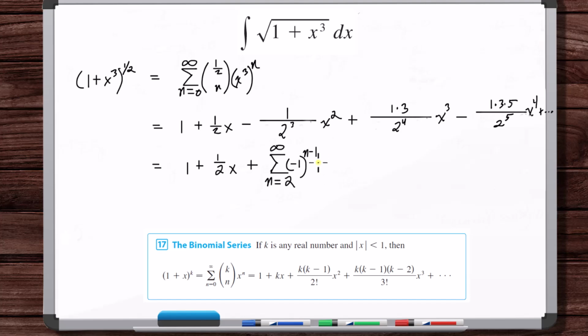We're going to have 1 times 3 times 5, and then we start at a sub n, we start at 1 plus 2, and then n minus 2, because the first term is 1 and we're starting at n equals 2. So n equals 2, you've got 1. n equals 3, you've got 3. So this is 1 plus 2n minus 4, 2n minus 3. Okay.